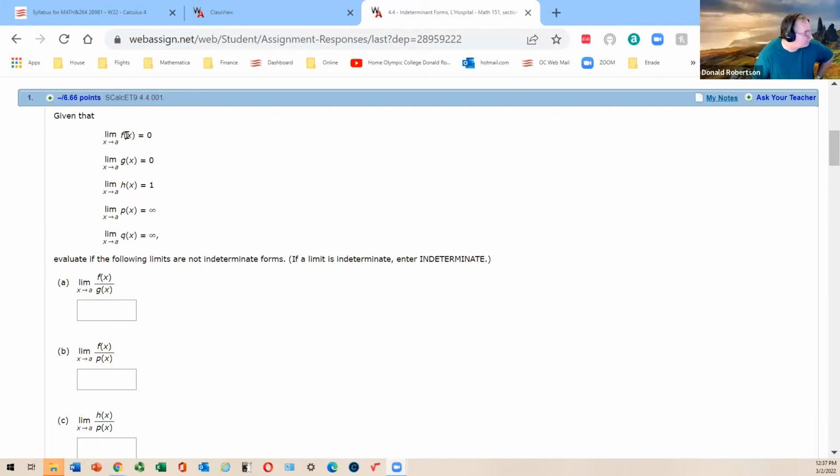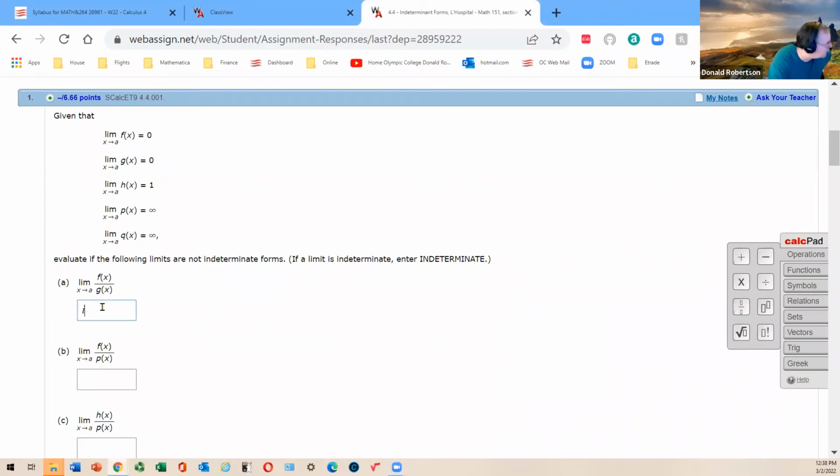You are told what all these limits are, the limit of f is 0 and g. So if somebody said, is this indeterminate form or not? If the limit is indeterminate, enter indeterminate. So I'm wondering what you do if it's not. I guess you say not. This would be 0 over 0. Do you agree? 0 on the top, 0 on the bottom. That's indeterminate. I'll just put an I there, a capital I probably better.